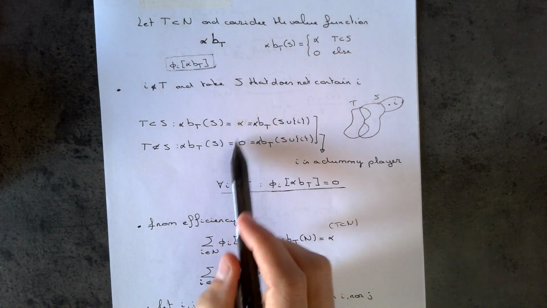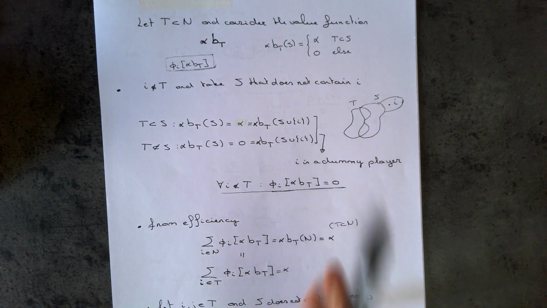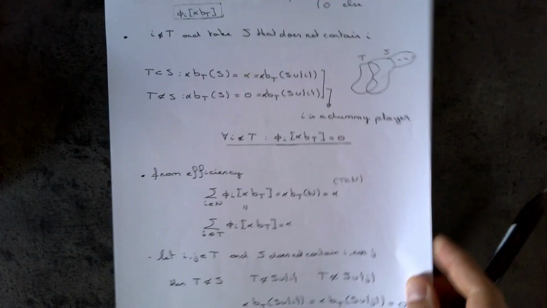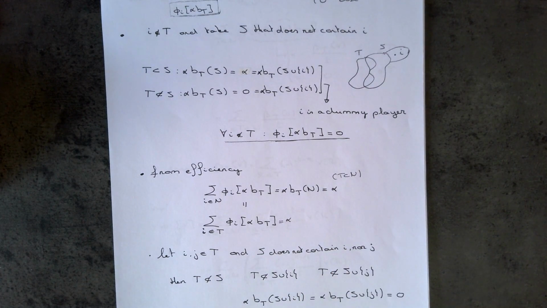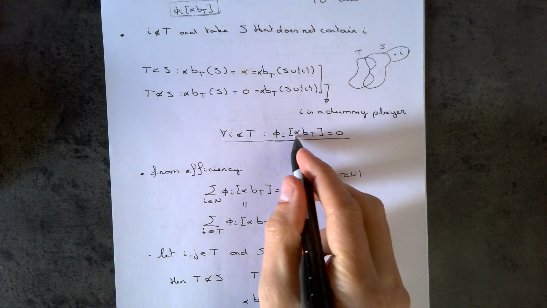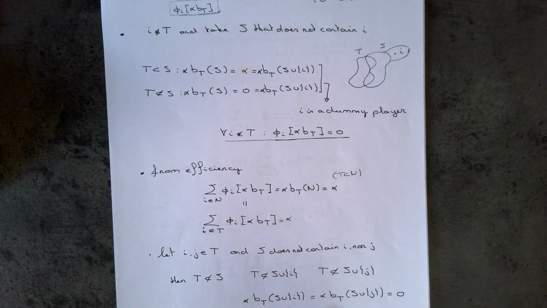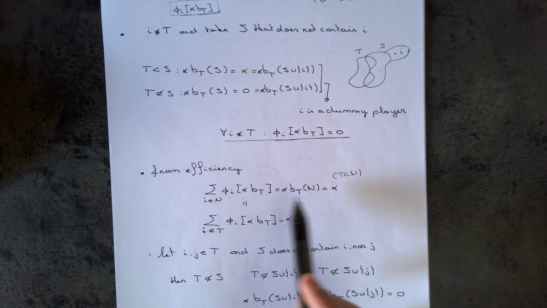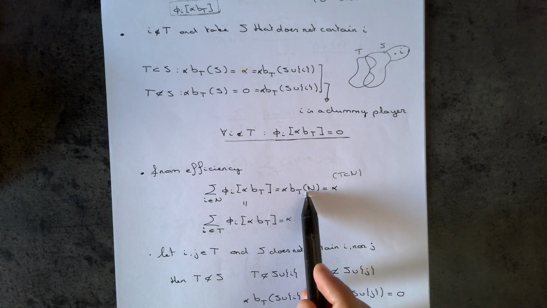Okay, so in both cases, adding I to the coalition S doesn't change the value. So we know that I is a dummy player, and if the dummy axiom is satisfied, this means that phi I of alpha B_T is equal to 0. Okay, so for any player that's not in T, the value for this game evaluates to 0. And then from efficiency, if we add up all the values for all the different players, then we know it should evaluate to alpha B_T(N), the value of the grand coalition.